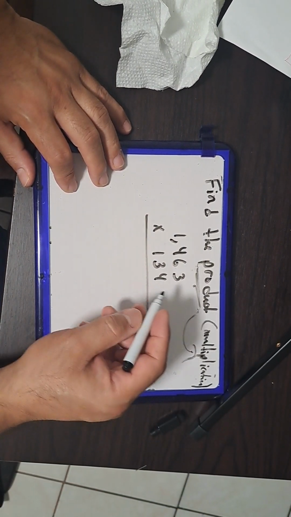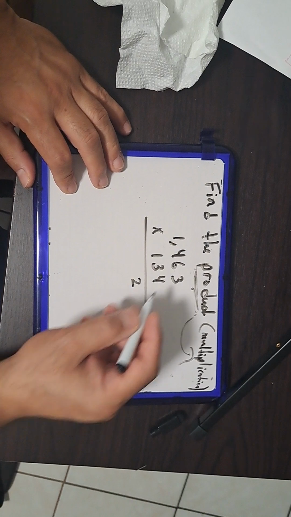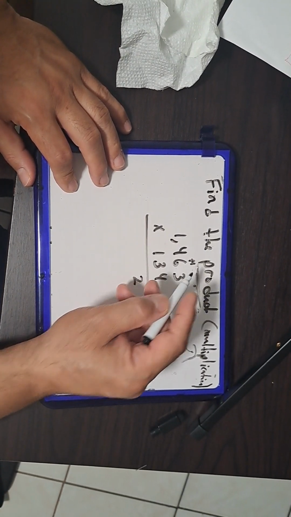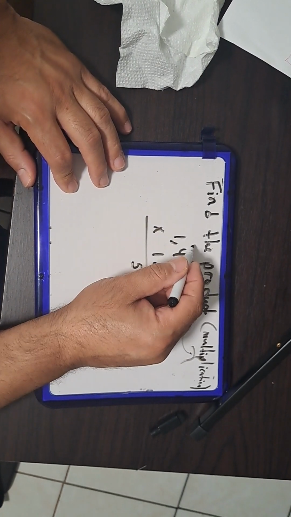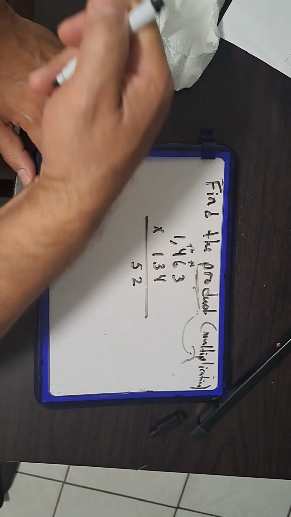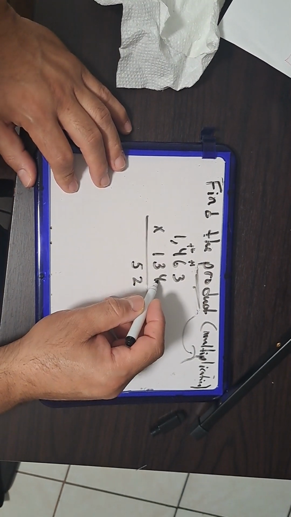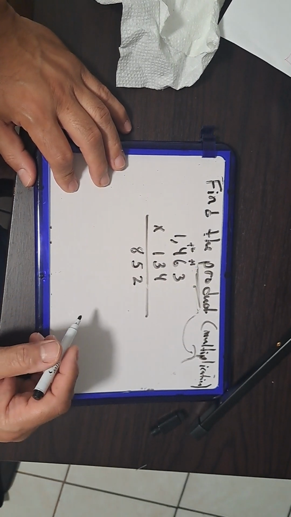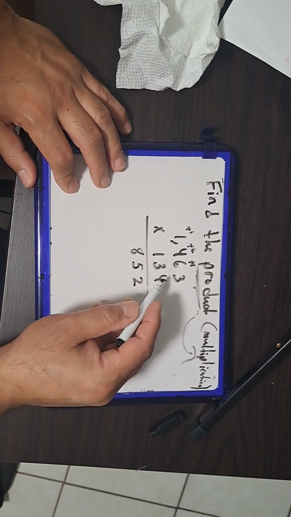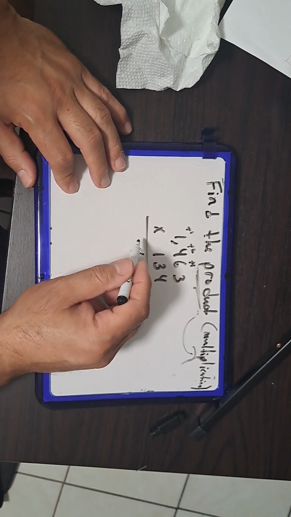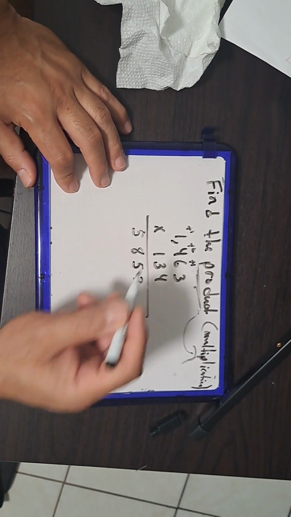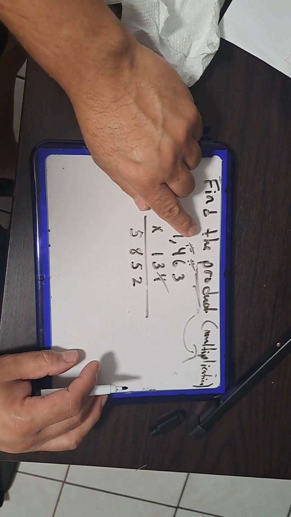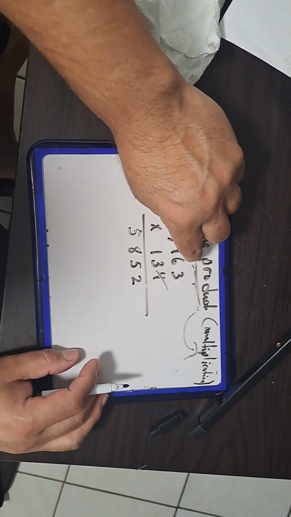You've got 4 times 3, that'll be 12. You regroup to your left. 4 times 6, that's 24 plus 1, that's 25. Regroup to my left, because I'm going to the left. 4 times 4, that's 16 plus 2, that'll be 18. Regroup to my left. 4 times 1, that will be 4 plus 1, that will be 5. I'm done with the 4, so I scratch everything that I did with the 4, or erase it, so I don't get confused.